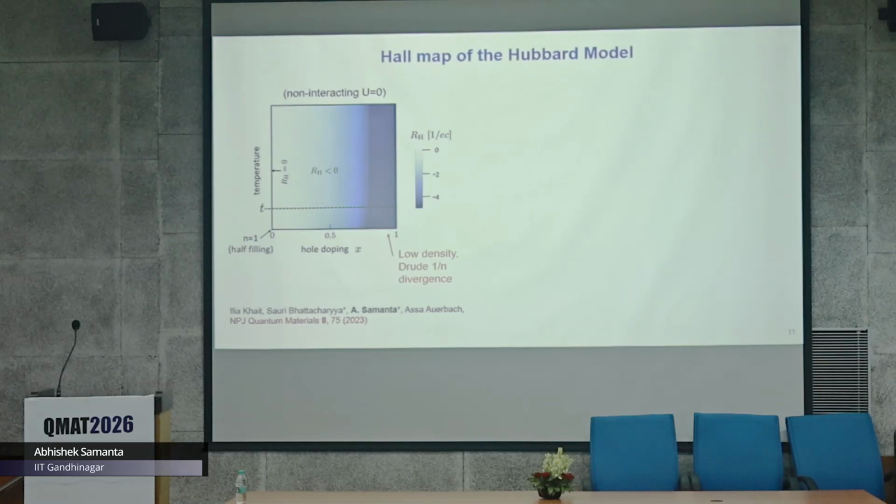So here I will present the Hall map. First I am showing the Hall coefficient for the 2D tight binding model, which is the non-interacting case, whose answer we already know. Here the Hall coefficient goes to 0 at the half filling point, and it shows a negative divergence near the band edge.